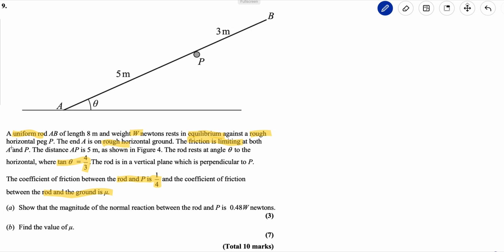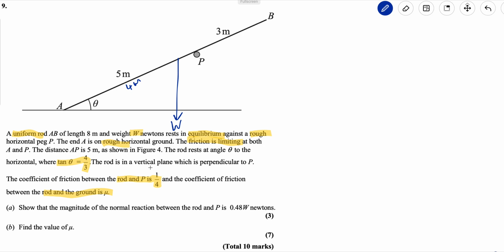So I'm going to go through and mark the forces on the diagram. Uniform means that the centre of mass is in the centre, so the weight acts in the centre of the rod. It's just W, not WG, because this is the weight and not the mass. And this length here is 4 meters to there and down to there.